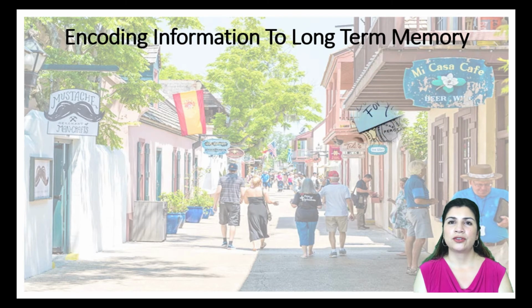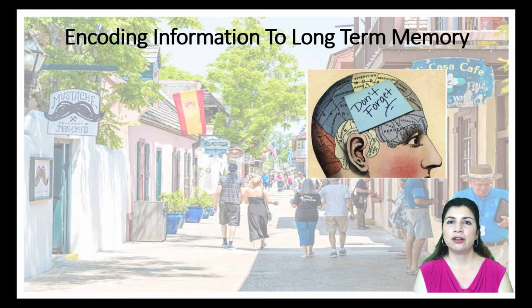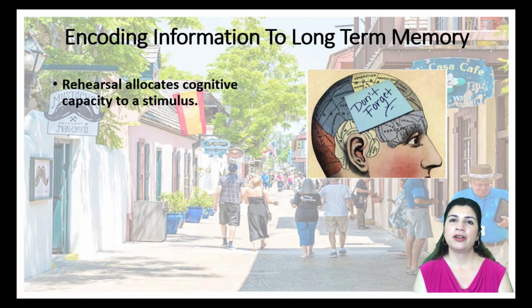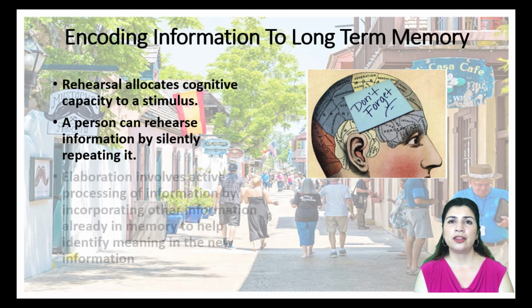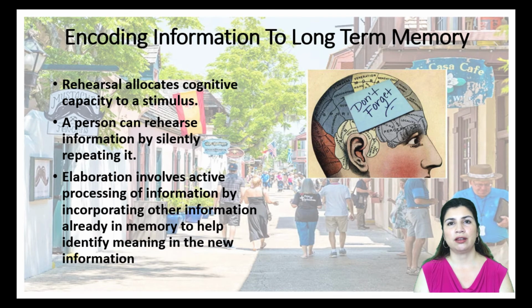Rehearsal is key to transferring information from short-term memory to long-term memory because it allocates cognitive capacity to a stimulus. A person can rehearse information by silently repeating it in their mind. Another means by which information can be transferred into long-term memory is elaboration, which involves active processing of information by incorporating other information already in memory to help identify meaning in the new information. So whereas rehearsal involves active processing, only elaboration entails using information already in our memories.